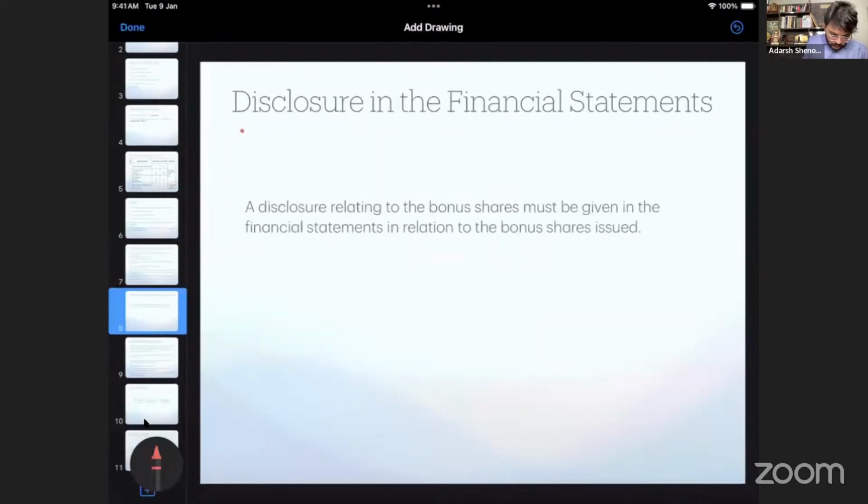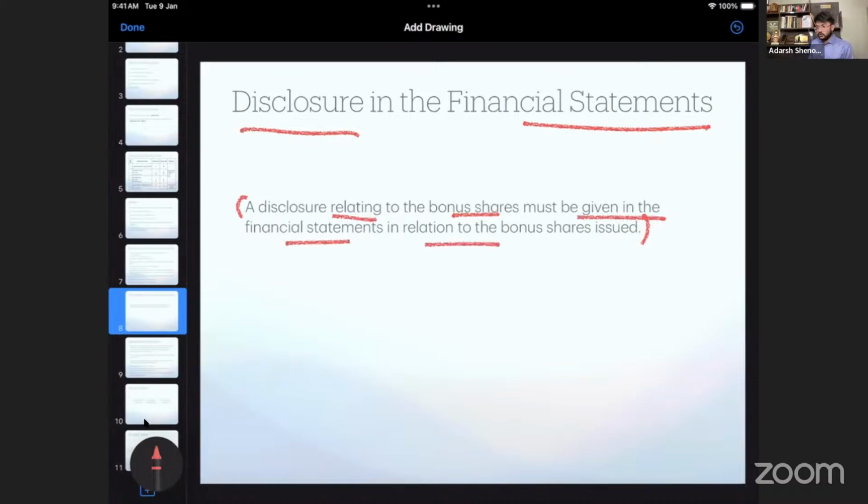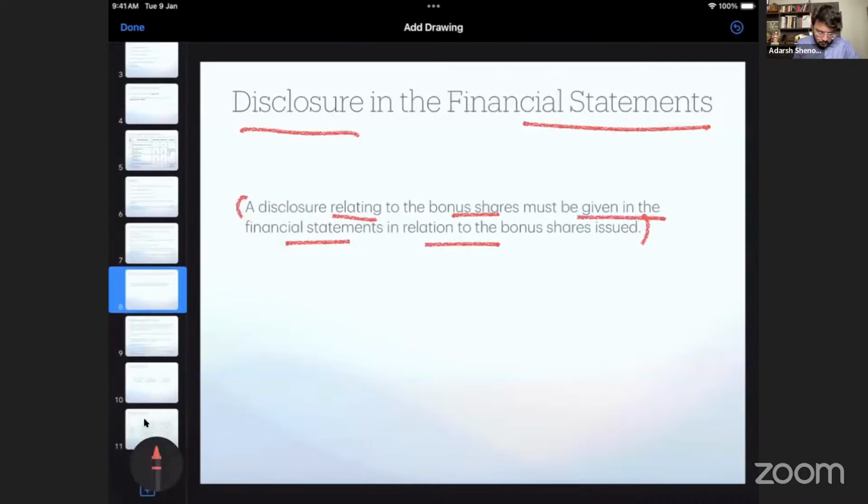That's all. Disclosure in the financial statements and the balance sheet. Under the share capital head, we generally give a disclosure if there are any bonus issues. So disclosure relating to the bonus shares issued must be given in the financial statements. You have to specifically disclose that we have issued bonus shares to the existing shareholders and in what ratio. That ratio is also to be mentioned, and how many bonus shares are given can also be mentioned.